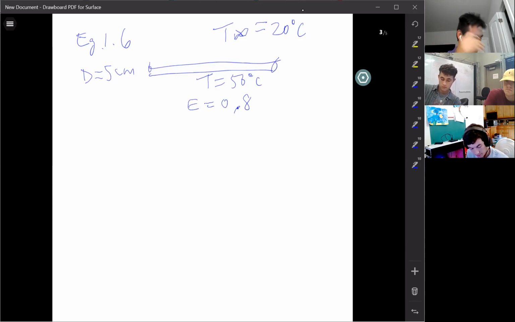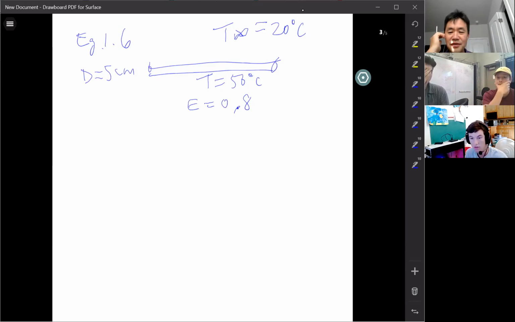Total loss. Table 1.3. What is table 1.3? I think that's the convection heat transfer coefficient, right? Oh yes, table 1.3. If you turn to page 11 for table 1.3, I think it gives you the convection heat transfer coefficient of this 5 centimeter. It's down there. Horizontal cylinder, 5 centimeter diameter in air. Okay, and free convection, delta T 30 degrees.